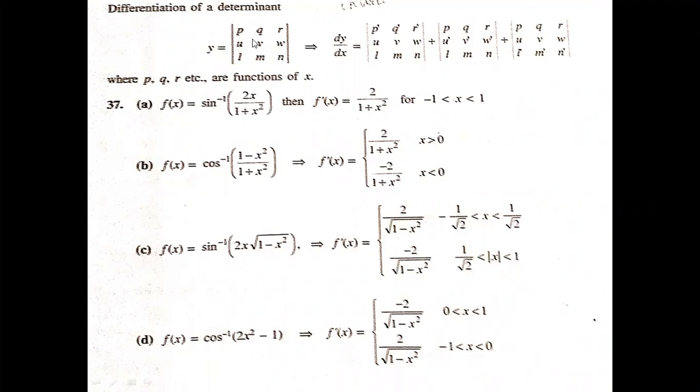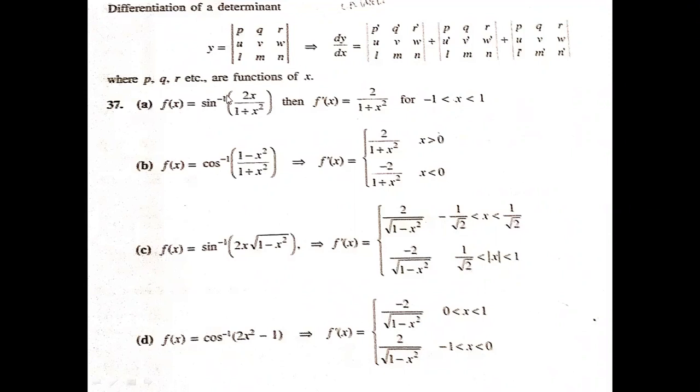Suppose y is equal to the determinant of PQR, UVW, LMN, and we want dy by dx. Within the determinant, find the derivative of PQR: P dash, Q dash, R dash. Then the remaining rows will be the same. Plus, now the first row will be the same and find the derivative of the second row elements, U dash, V dash, W dash, with LMN the same. Plus, in the third determinant PQR, UVW are the same, then find the derivative of L, M, N. It is L dash, M dash, N dash. Where PQR etc. are the functions of x. Okay, this is the differentiation of determinant.